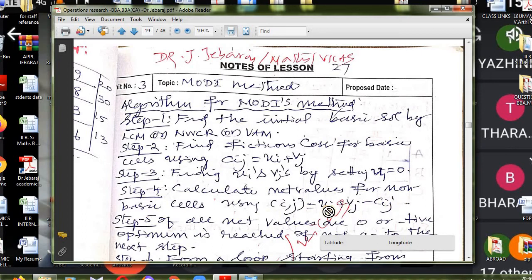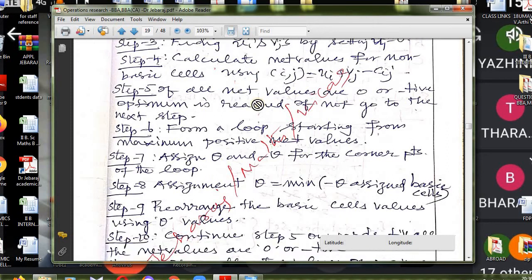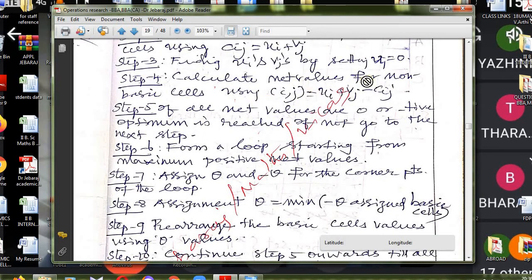We should not find this for basic cells. For basic cells, we have to find fictitious costs. That's given in step number 2. But here, in step number 4, we have to find net values for non-basic cells by using the formula Δij equals Ui plus Vj minus Cij. Now, next what?